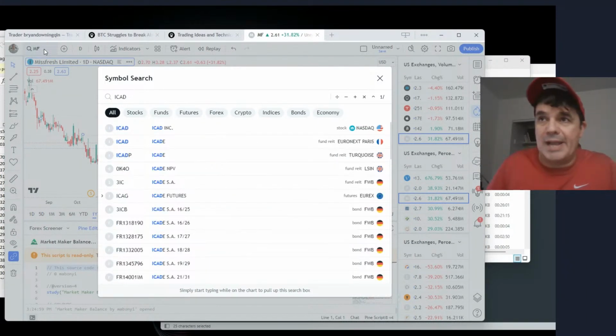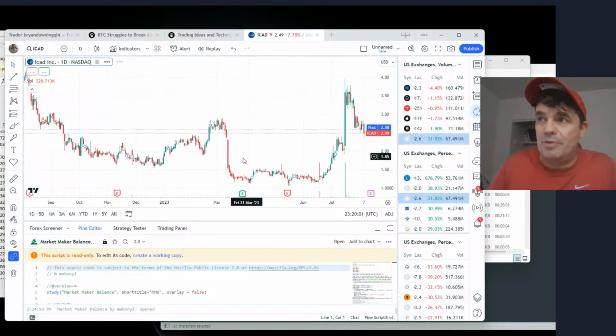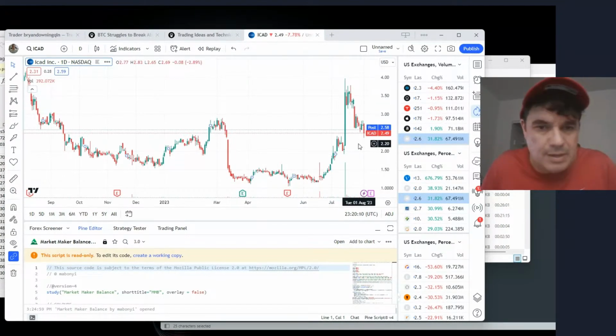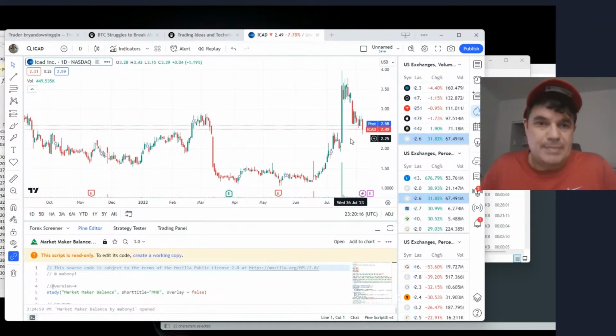So this one's called ICAD Incorporated. This one, not too bad actually. But again, you can see what the problem is. It spikes and it drifts back down. Now, there's obviously a news event that spikes that stock, and it's something that drives it back down because it just doesn't have the fundamentals to keep the momentum of the price elevated.